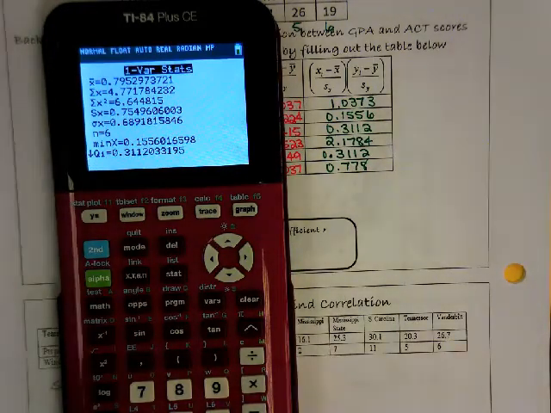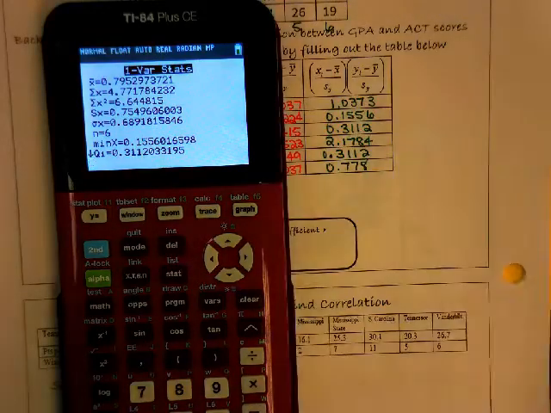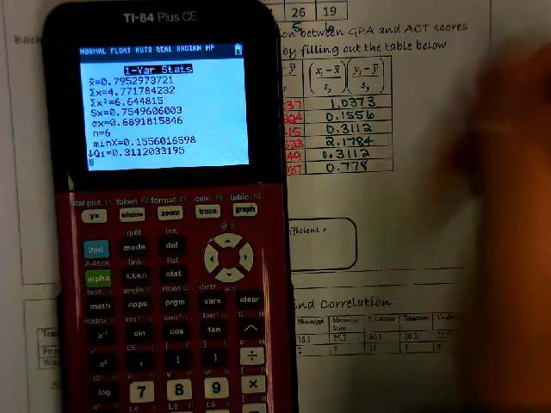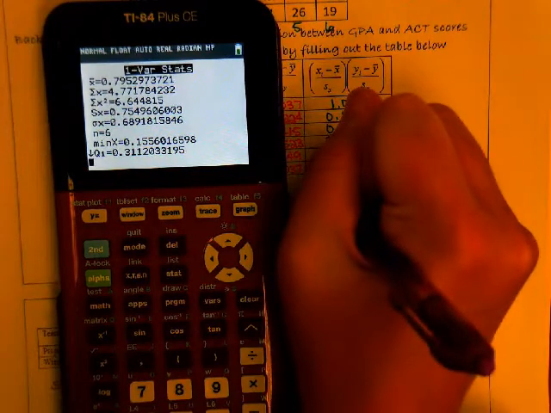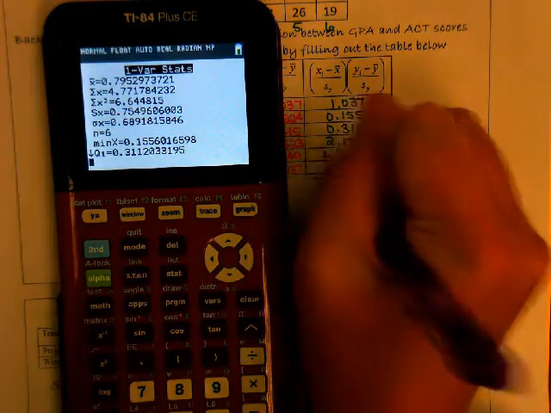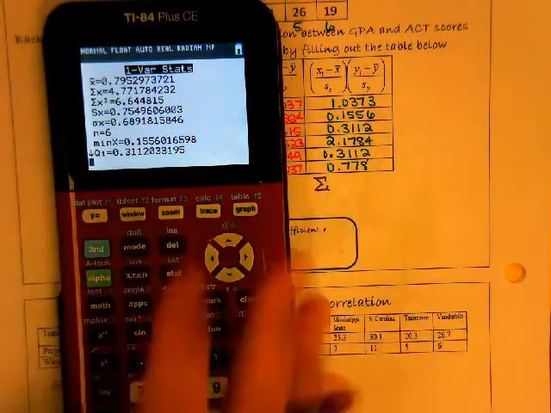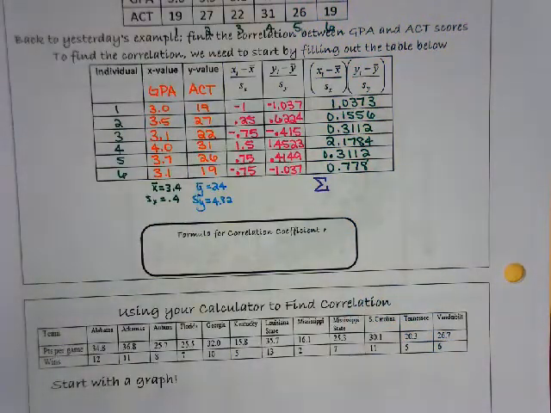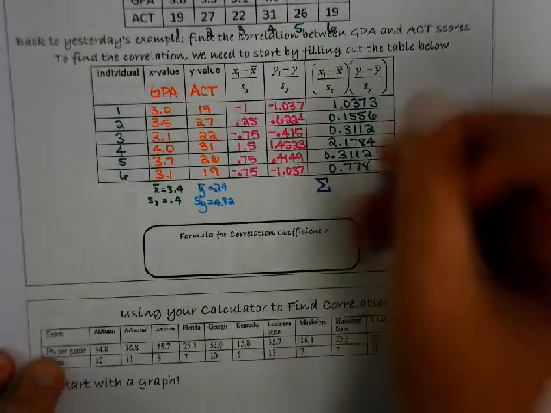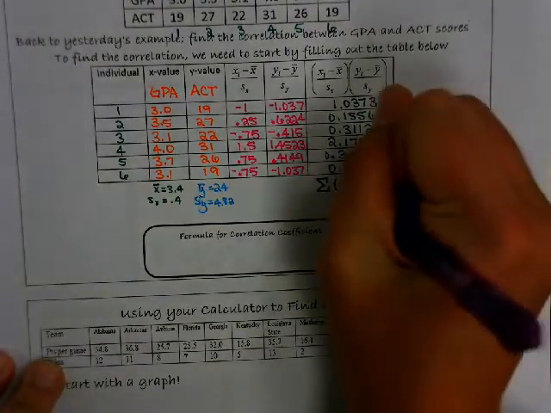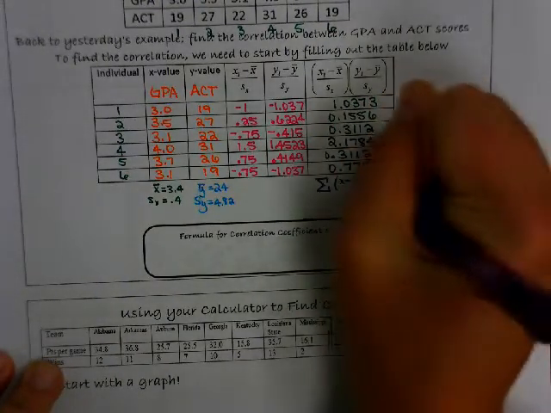The sum, which is what this symbol means, it means we took the sum of everything. We took the sum of our z-scores multiplied together. I'm just going to rewrite it. You don't have to write it this way.